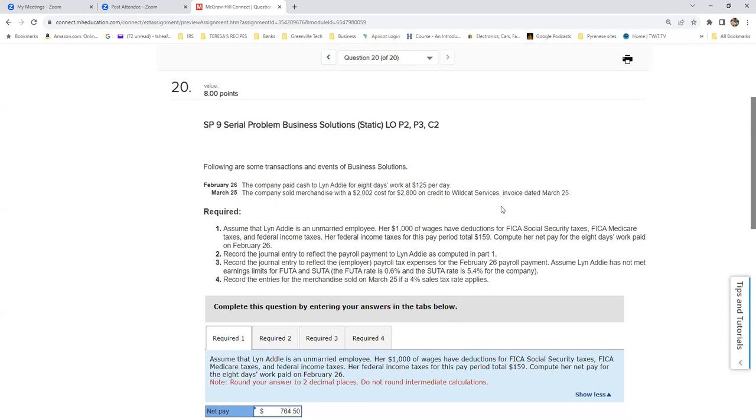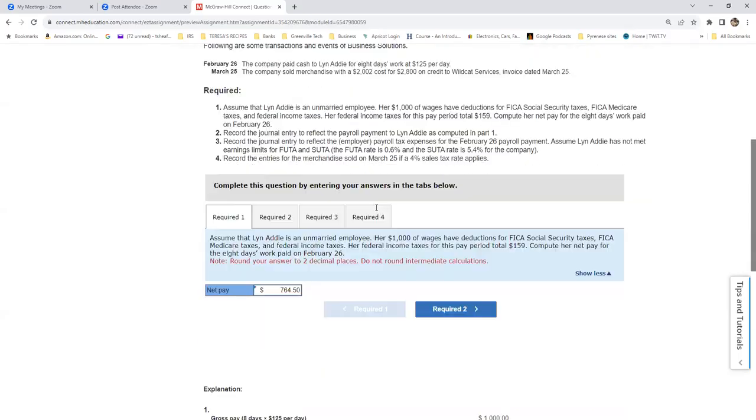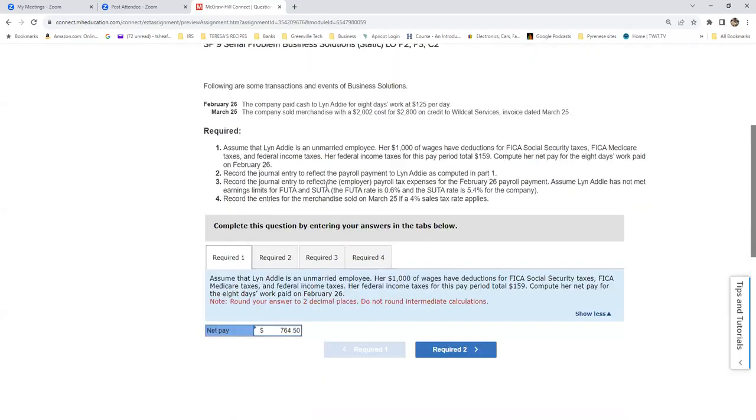Okay, I don't know why we're going back to this again, but yes, requirement number 4 shows you have to record the entries for merchandise sold with a 4% tax rate. There you go. They want to see how you capture the tax. All right.